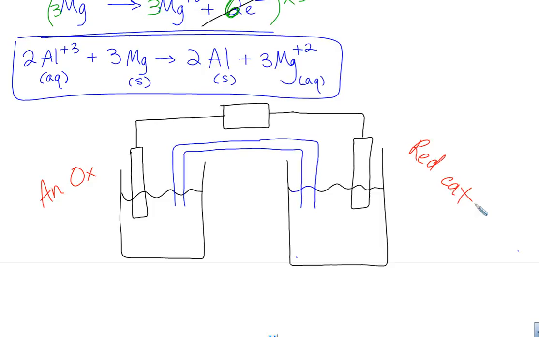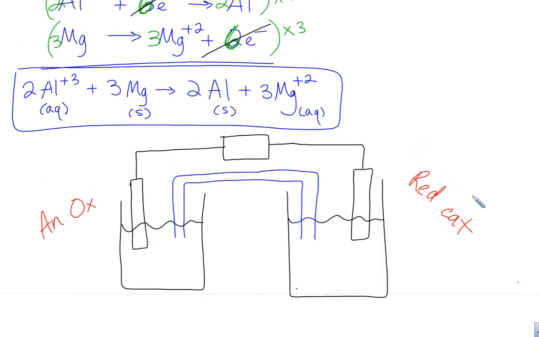So the anode should have my oxidation half reaction. Oxidation involved losing the electrons. That should be my magnesium half. So under standard conditions, this would be a 1 molar solution of some kind of magnesium ion. Maybe it's like magnesium nitrate or chloride or something like that. Then this would be the magnesium electrode, a solid piece of magnesium.